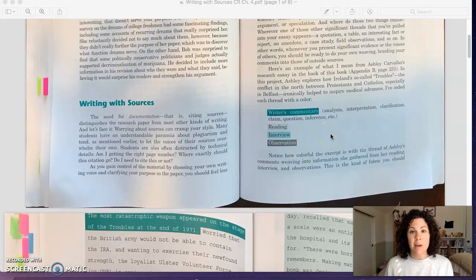So we have the writer's commentary, which we want, of course, to be the majority of the writing: what you have to say, your analysis, your interpretation. Then, of course, it has some readings that you've done. Maybe you have your interview in there, and then maybe you have your own observations, things that you've seen, or opinions that you have because of the experiences that you've had.